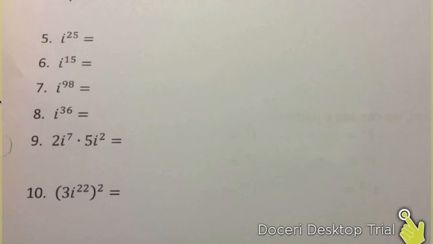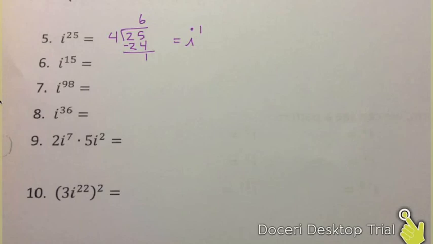So, starting with i to the 25th power, we're going to do 25 divided by 4. 4 goes into 25 6 times, which is 24. You subtract and get a remainder of 1. So this is the same thing as i to the first power. Pretty straightforward.